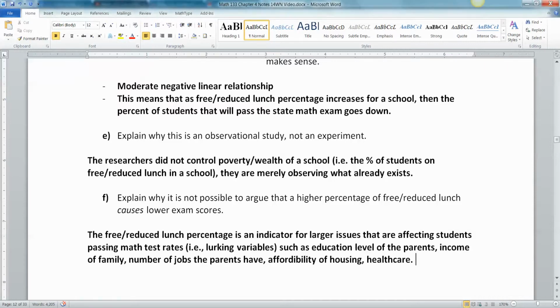Always remember that you don't want to just say, because of lurking variables. What? Give us some examples. Show us that you understand the context of this. So the lurking variables in this case would be all these things. There's more, right? There's all sorts of things that affect passing rates in an American educational system.